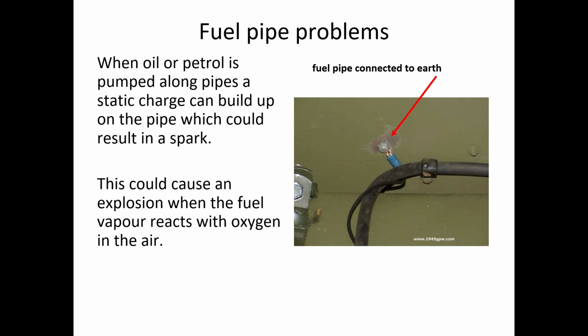When oil or petrol is pumped along pipes, a static charge can build up on the pipe, which could result in a spark, which would be pretty catastrophic, given that lots of oil is flammable. This could cause an explosion when the fuel vapor reacts with the oxygen in the air. So we connect an earth wire. The earth wire allows any charge that could build up to flow to Earth safely away. It provides a path for the electrons to flow, essentially.